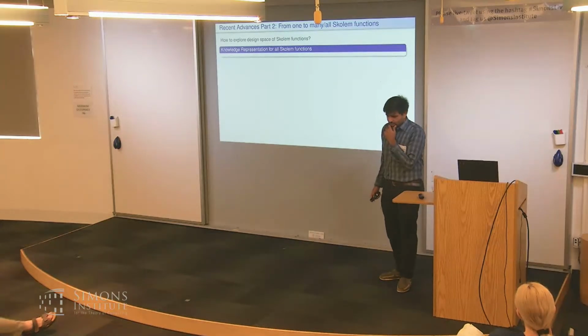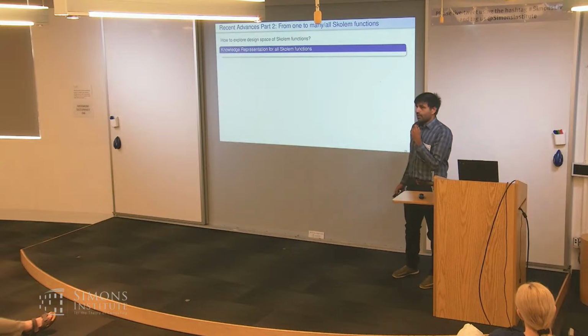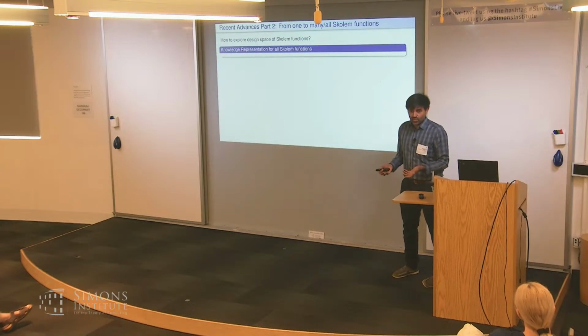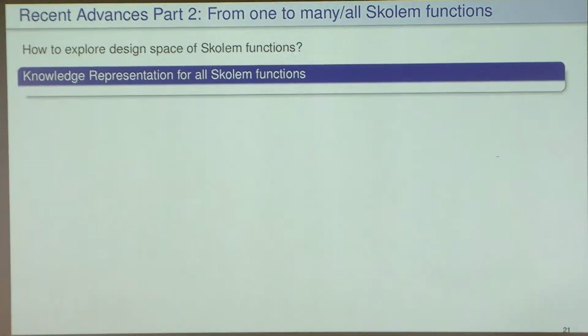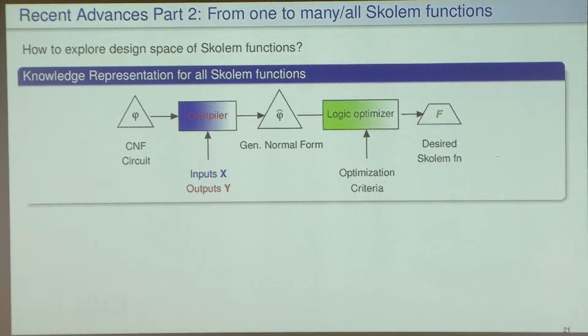The second question is, suppose we wanted not just any Skolem function, which is what all the tools till now did, but we want a specific Skolem function. Or if we want to represent the space of all the Skolem functions, is that possible? Is there a normal form which allows us to represent the space of all the Skolem functions? And why would this be useful? Because if there is such a generalized normal form which allows all Skolem functions, you can compile to that normal form, and then use, I don't know, your favorite logic optimizer to get the best Skolem function.